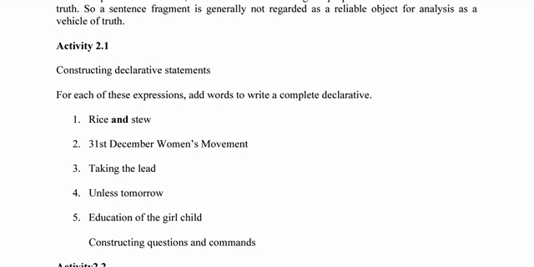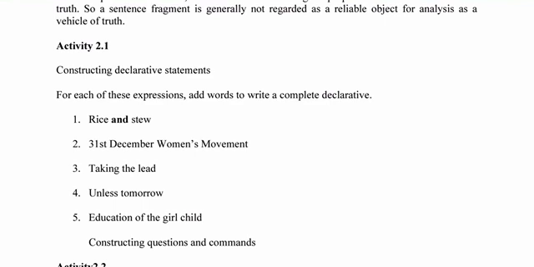Now, let's learn something more here. We have what we call a sentence fragment. They are just fragments of sentences. That means pieces. Okay, incomplete. So, for example, rice and stew is an example of a sentence fragment. It's not complete. Why? Sentence fragments usually lack a subject, a predicate, or a verb.